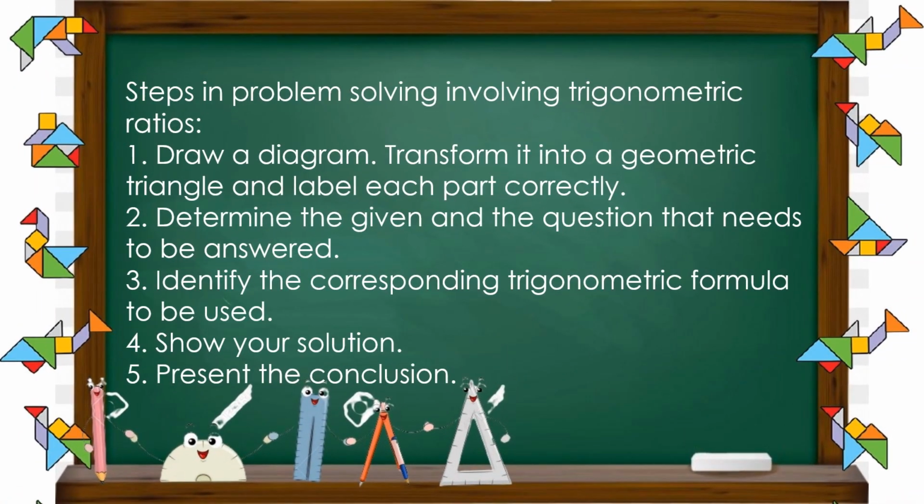So here are the steps in problem solving involving trigonometric ratios. First, you have to draw a diagram. From this diagram, you will be able to draw the right triangle and then determine the given and the question that needs to be answered. Then identify the corresponding trigonometric formula, like in part 1 of our video, to be used. Then show your solution and present the conclusion. Let's start with our first illustration from the development part of our learner's pocket.